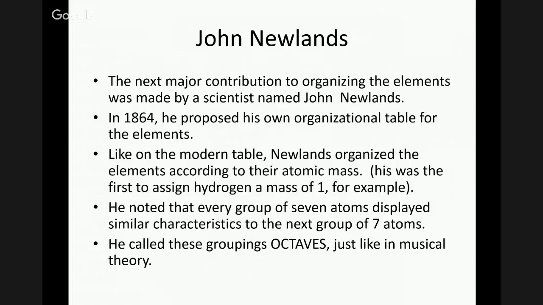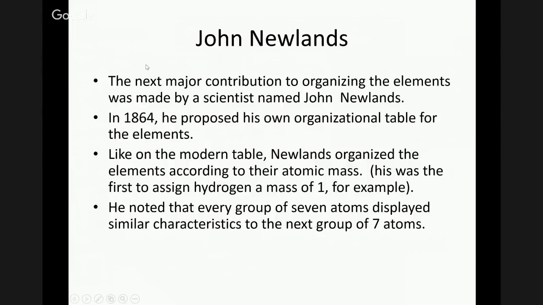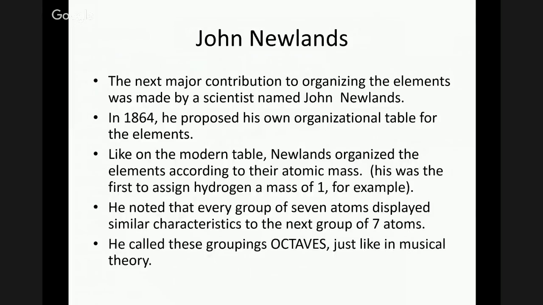He called these groupings octaves, just like in musical theory. If you look, Döbereiner groups them into groups of 3 and finds common trends within the 3. Newlands puts them in groups of 7 and says it's not that those 7 atoms have the same trends, rather it's that those 7 atoms all have different trends. But then if you go to the next group of 7, they have trends really similar to the first group. And so he thinks of this as being like in music with an octave.